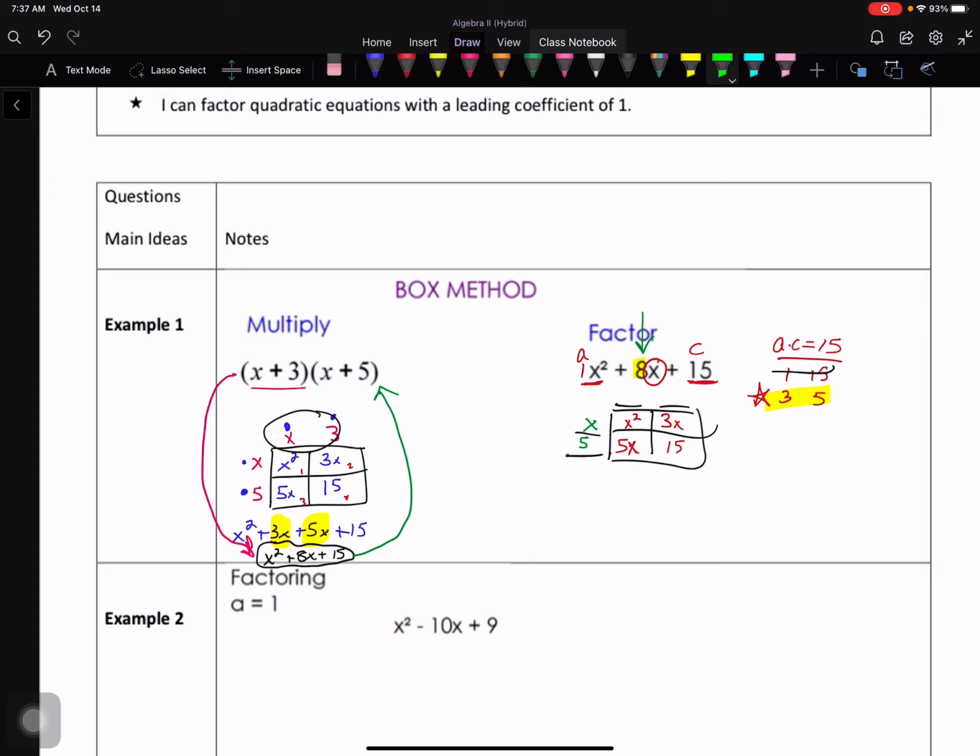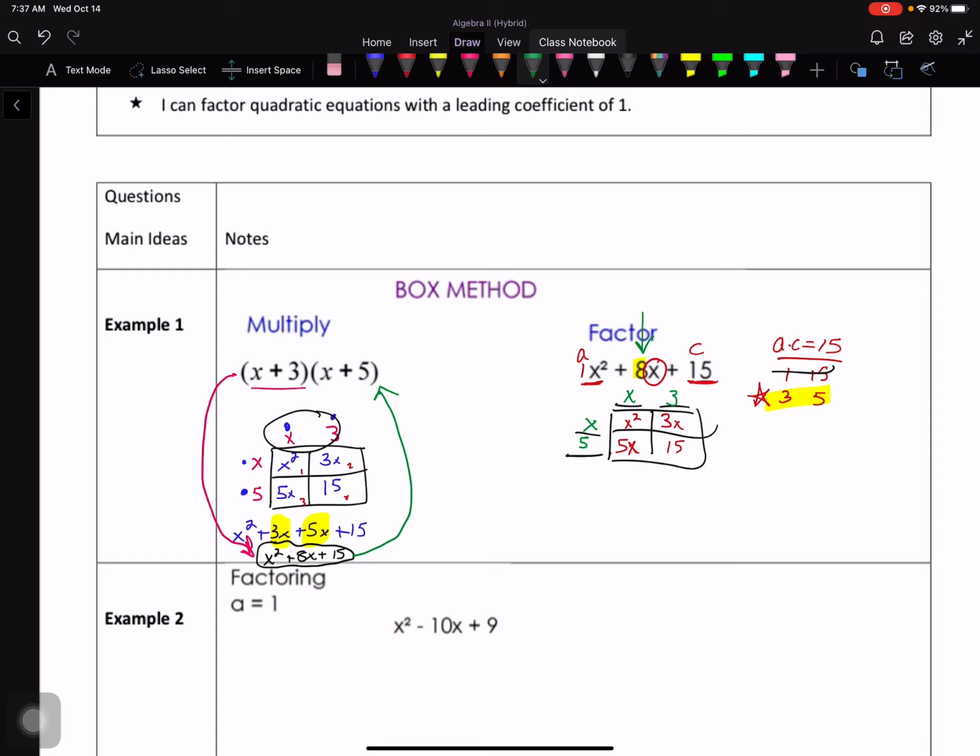Going up the left column, x squared and 5x, they both have an x in common. And then up the right column, 3x and 15, they both have a 3 in common.